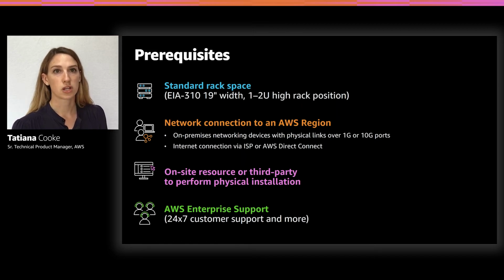You'll need to either make sure that someone from your team, like a site manager, is on premises when the server arrives for install, or that you have a third-party resource who can come to your site and help get the equipment in place. Finally, as with Outpost racks, you'll need AWS Enterprise support to use this service. Enterprise support provides 24/7 technical support, including a team of Outpost experts who are trained to help you get your applications up and running. We will publish more details about server specifications as we get closer to our launch in 2021.